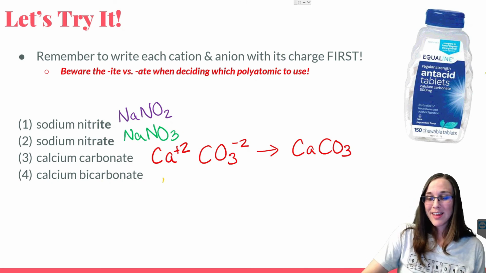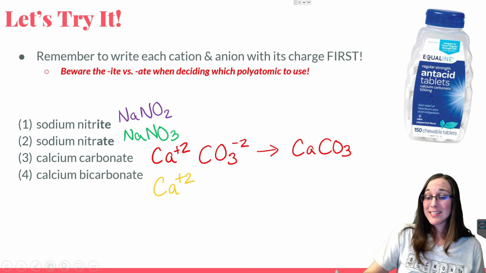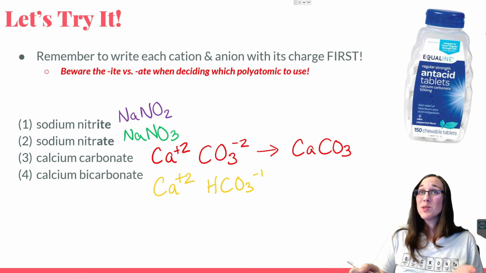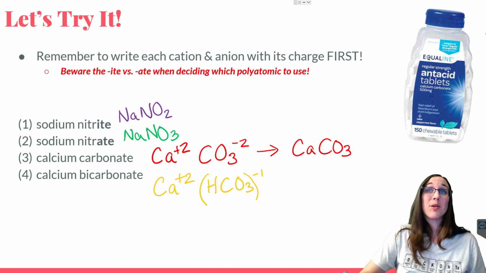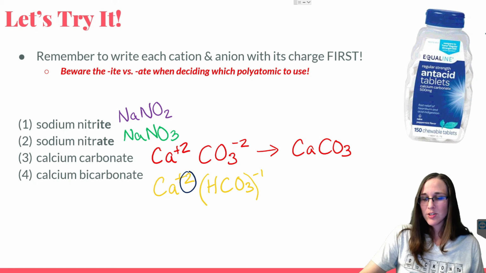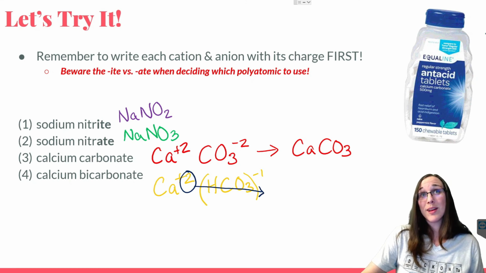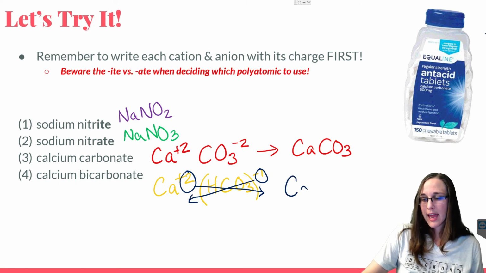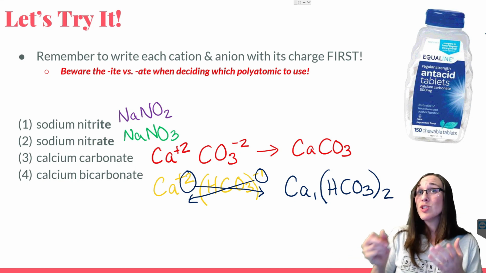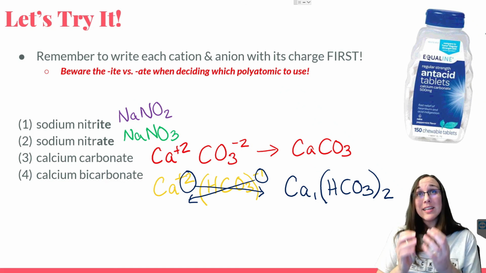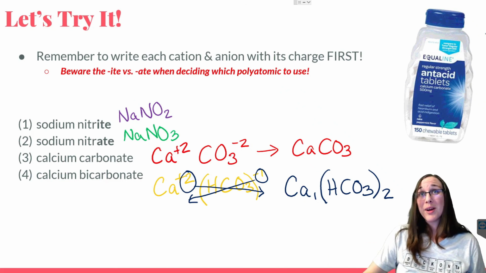Now this last one, however, we are going to have to drop and swap. So let's check it out. We've got calcium +2, and bicarbonate is HCO3 -1. So this one, we do want to make sure we put our polyatomic ion in parentheses so that we can drop and swap correctly. Now when we drop and swap, we're going to have this 2 go down here at the bottom of the parenthesis, and this 1 go down here at the bottom of the calcium. We end up with Ca1(HCO3) with the 2 on the outside. This essentially means that we have 2 bicarbonate polyatomics. We have 2 bicarbonate cookies.